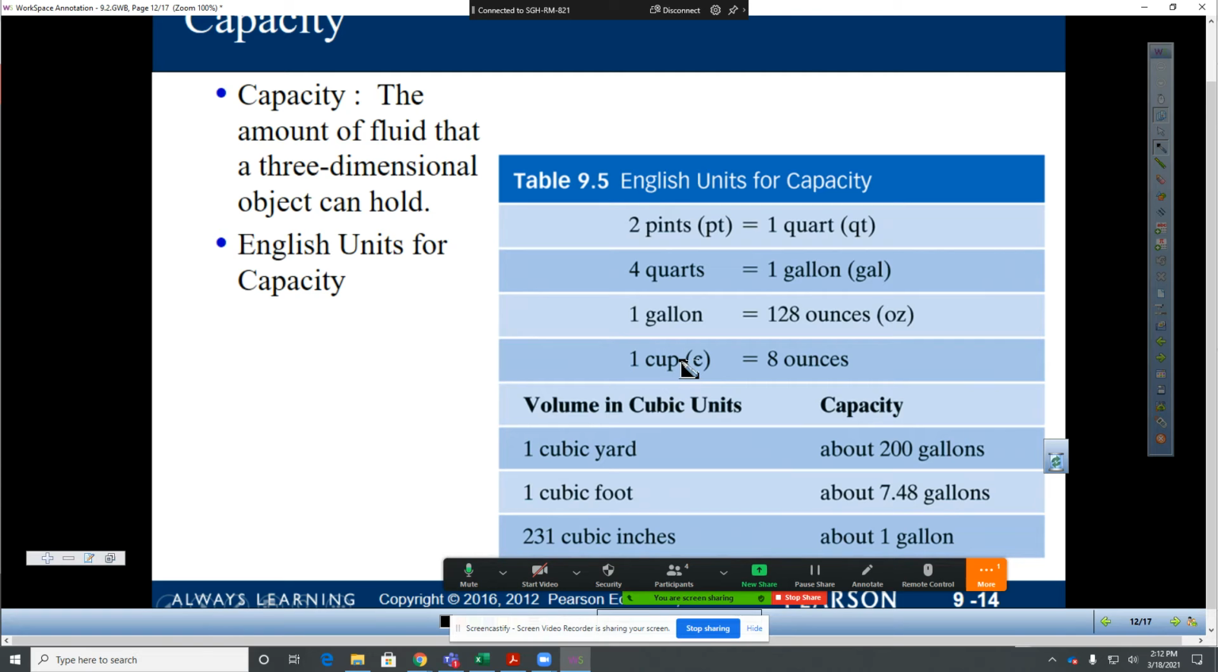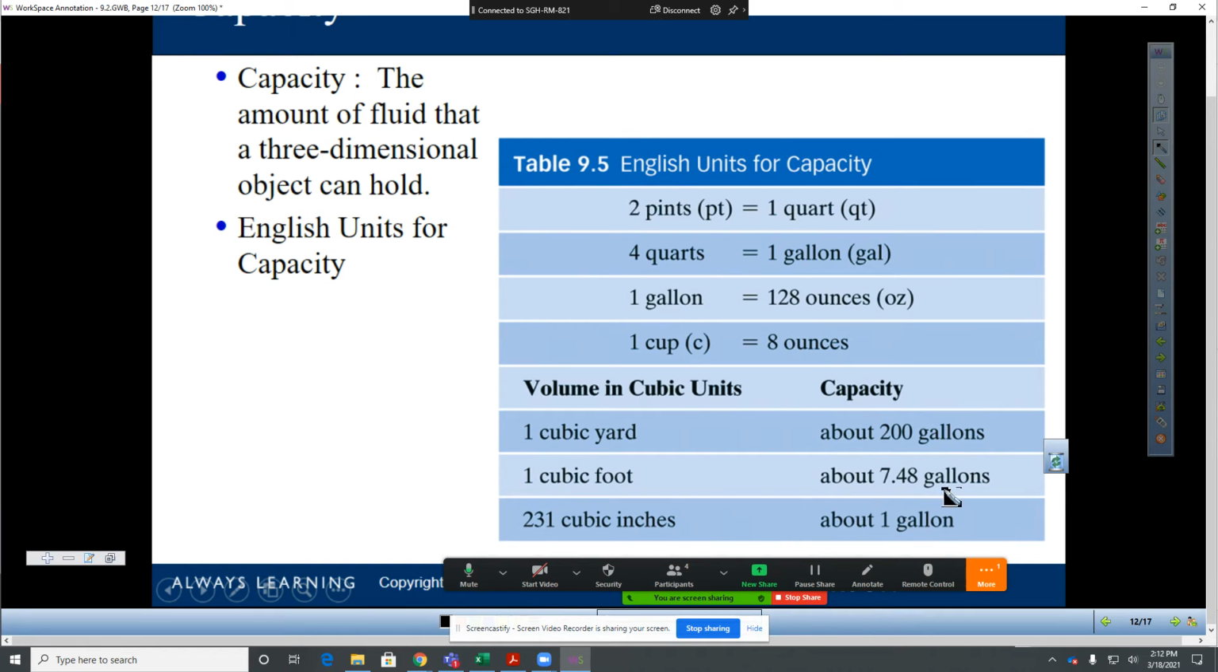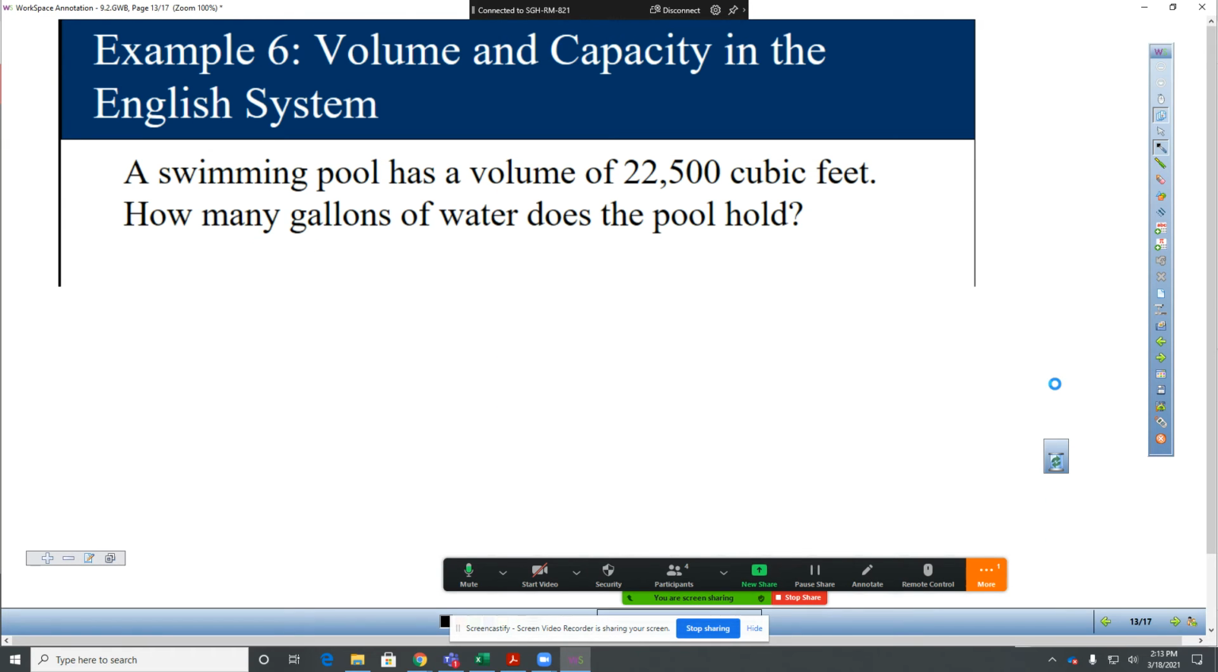Notice 1 cubic yard is about 200 gallons. 1 cubic foot is about 7.48 gallons. 231 cubic inches is about 1 gallon. So those are just our conversions. This is like an equal sign. So notice here, a swimming pool has a volume of 22,500 cubic feet. How many gallons does it hold?